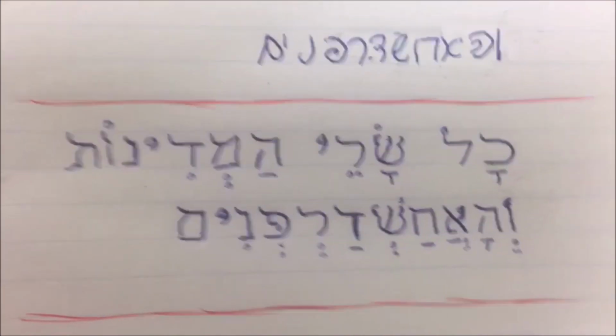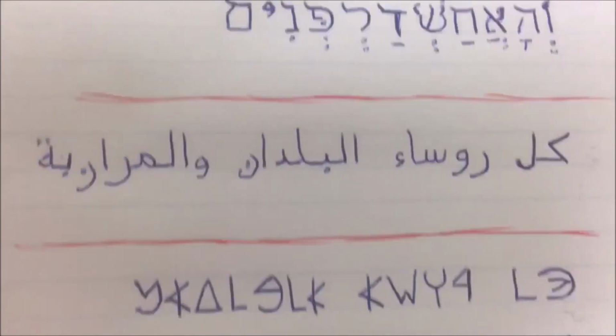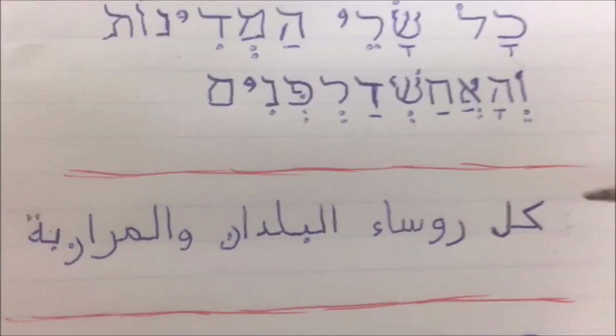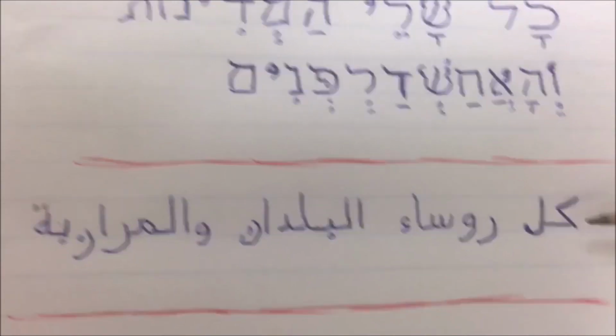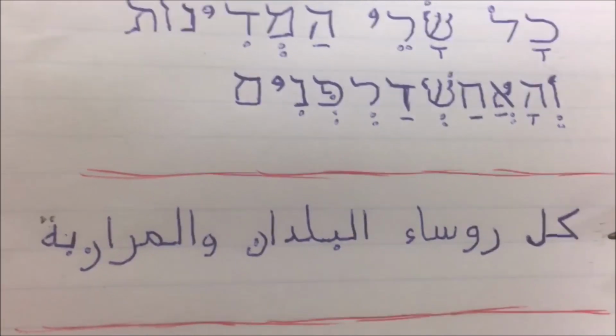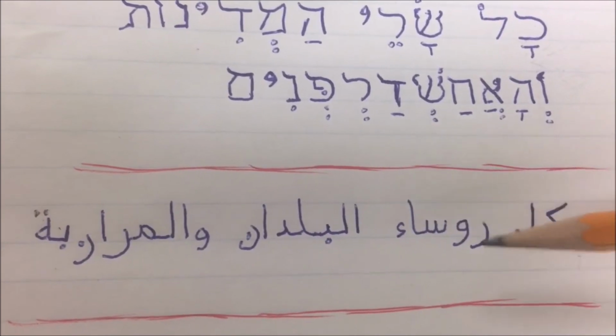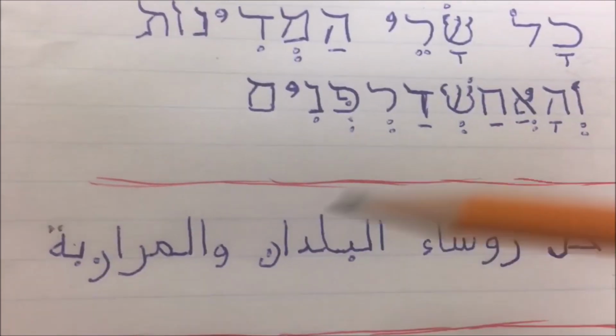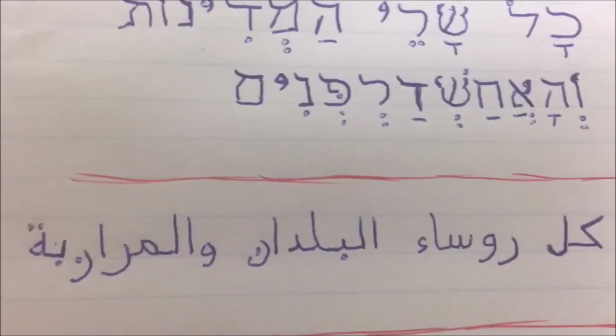Same thing, right? Hebrew text. So the second and third line say the same thing in two different closely related scripts. The fourth line, if someone guessed that this is Arabic, they actually would have guessed correctly. It is just an Arabic phrase. So it's Kulu Ruwasa'i al-Buldan wal-Muraziba, right?